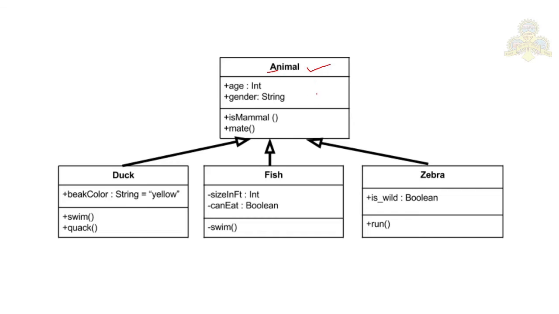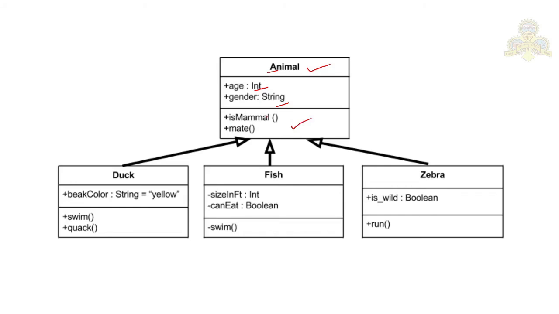The middle portion contains the fields of that particular class. Age is one field and gender is another field. You have a colon and the data type in front of them. Here the plus indicates these are public. Then the last portion contains the methods or the functions of this particular class.